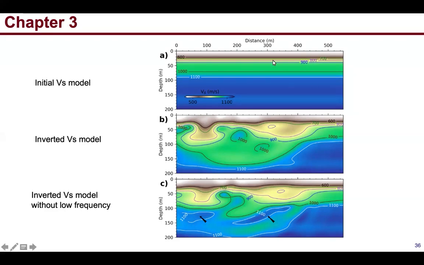Figure A is the initial VS model, and figure B is the inverted VS model. We also conducted a small test to show the importance of the low frequency component. Here, if we do not remove the low frequency component below 12 Hertz, we can find there is some aliasing in our imaging in figure C. Sorry.